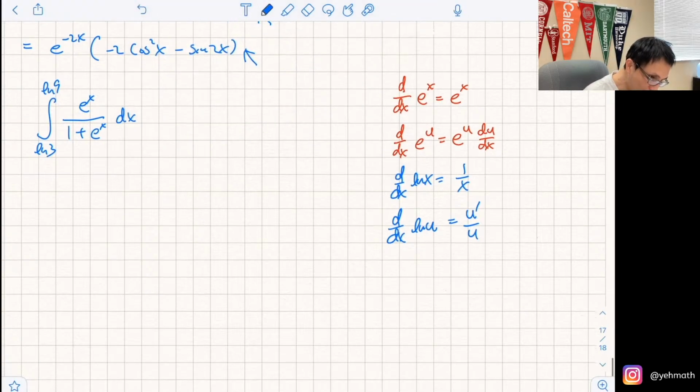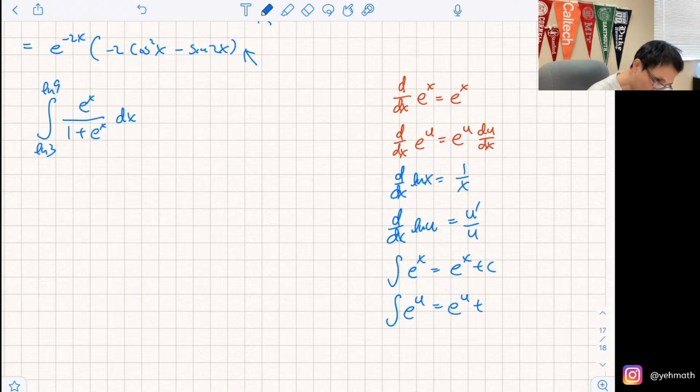Now, what happens if it's the integration of e to the x? That's just e to the x plus c. For e to the u, the only difference is e to the u plus c, but you have to pay attention to the du dx part. So this one is dx, this is du, because you have to convert that du into dx.